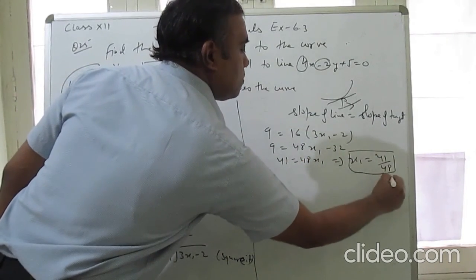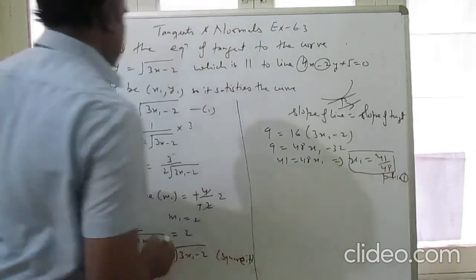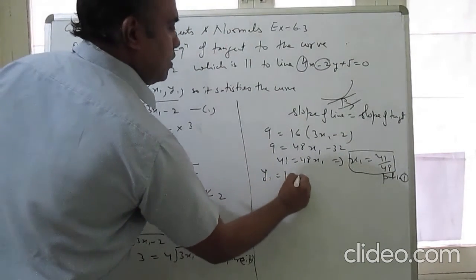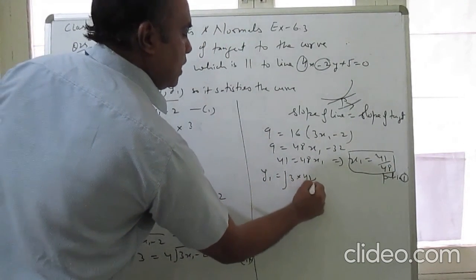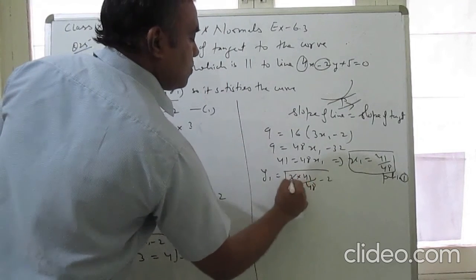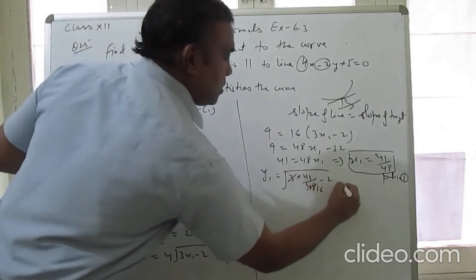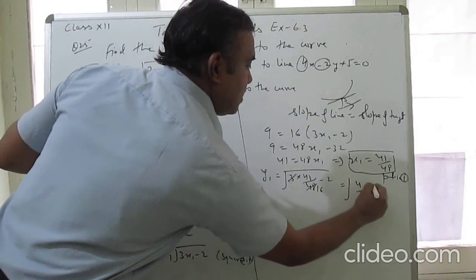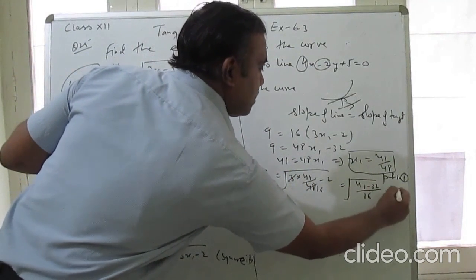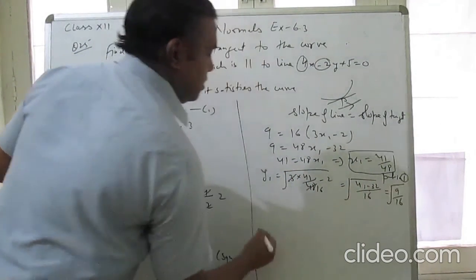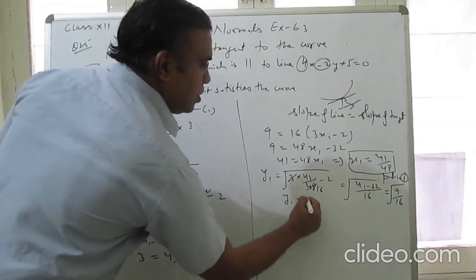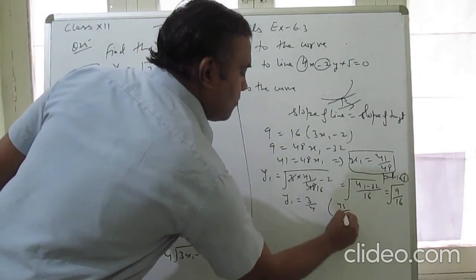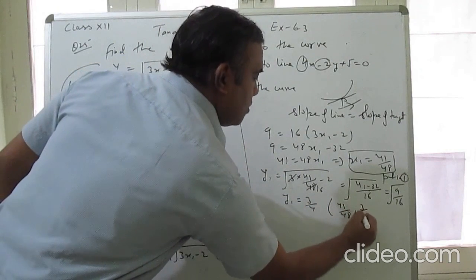Put in equation 1, you will get y1 is equal to under root 3 into 41 upon 48 minus 2. This will cancel to 16, so this implies 41 upon 16 minus 2, take LCM, 41 minus 32. So it is under root 9 upon 16. So y1 is equal to 3 upon 4. So the point becomes 41 upon 48 and 3 upon 4.